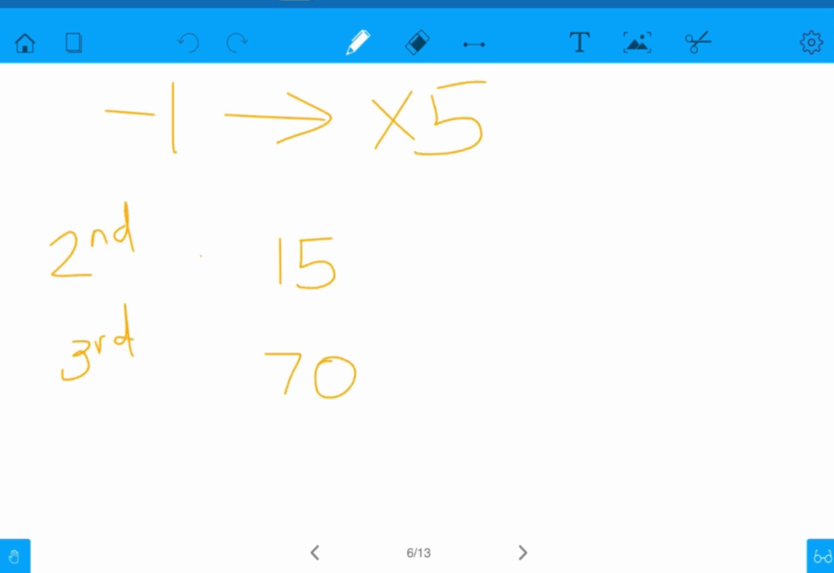And working out for this is 4 minus 1 times 5, and then 15 minus 1 times 5.